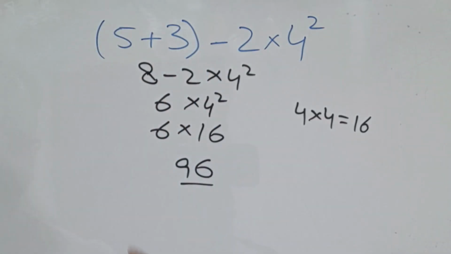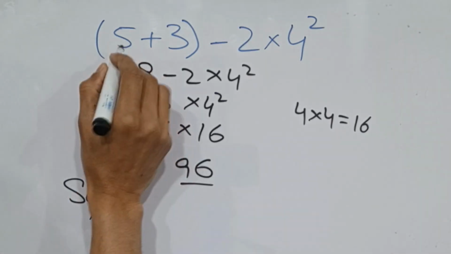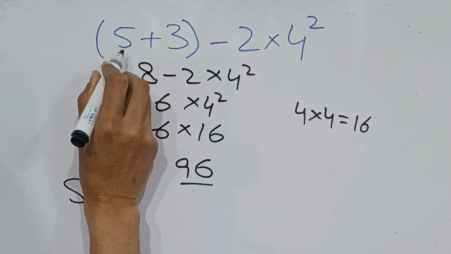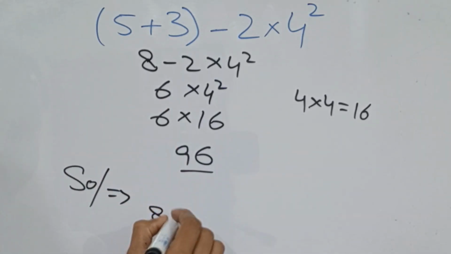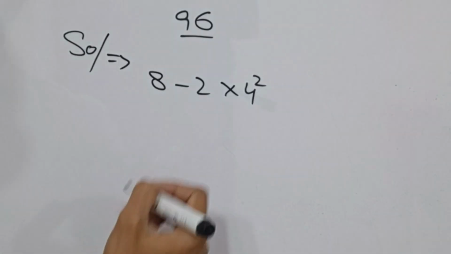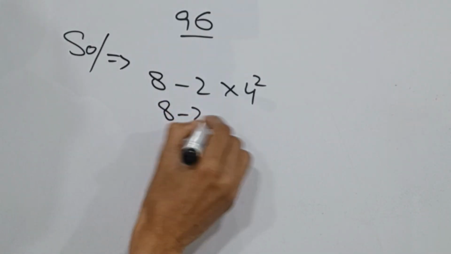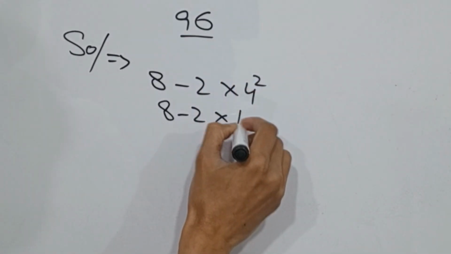Now let's solve it correctly. Solve again. Okay, so parentheses first: 5 plus 3 equals 8, right? Minus 2 times 4 squared. Now the exponent: 4 times 4 equals 16.